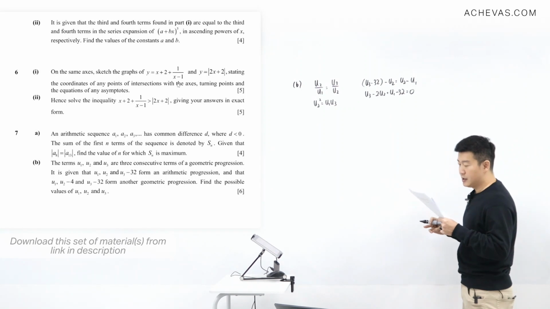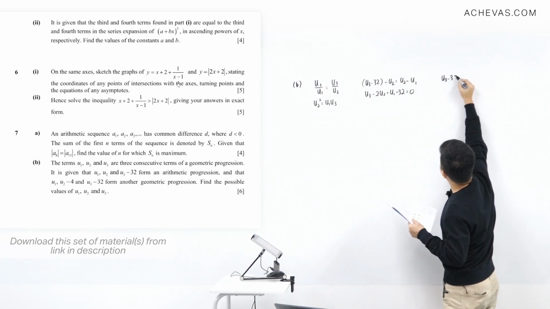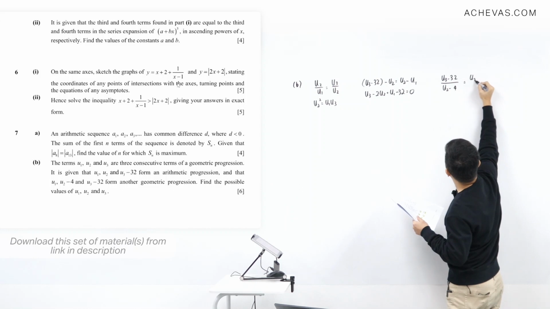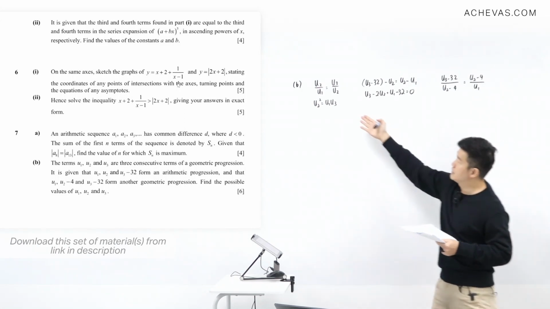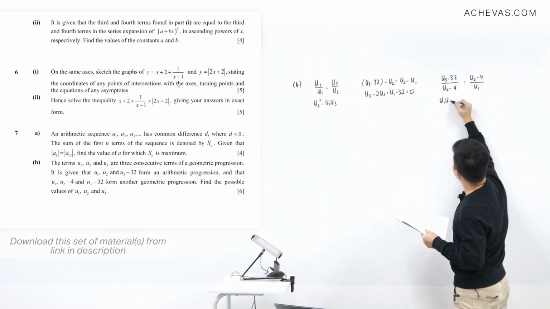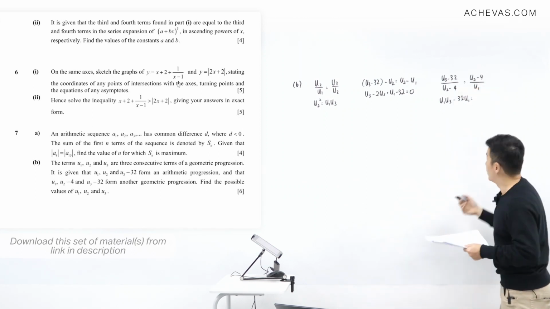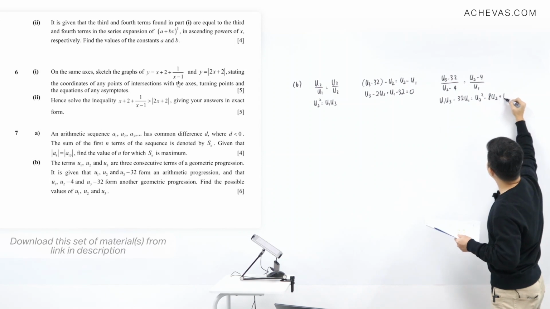And then u1, u2 minus 4, and u3 minus 32 are going to be forming a geometric progression, which means that u3 minus 32 divided by the previous term, which is u2 minus 4, is equal to u2 minus 4 divided by the previous term, which is u1. Just like what we did here, I'm going to cross multiply. So if I cross multiply this, we will have u1 times u3 minus 32 equal to u2 minus 4 squared. So it's going to be equal to u2 squared minus 8u2 plus 16.